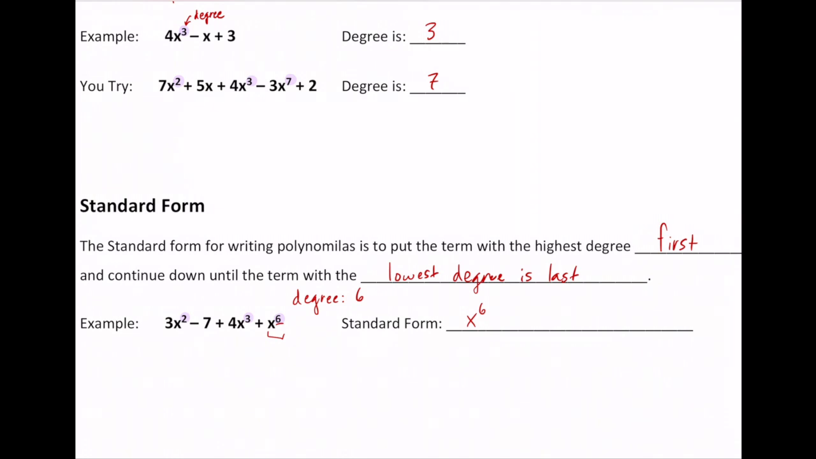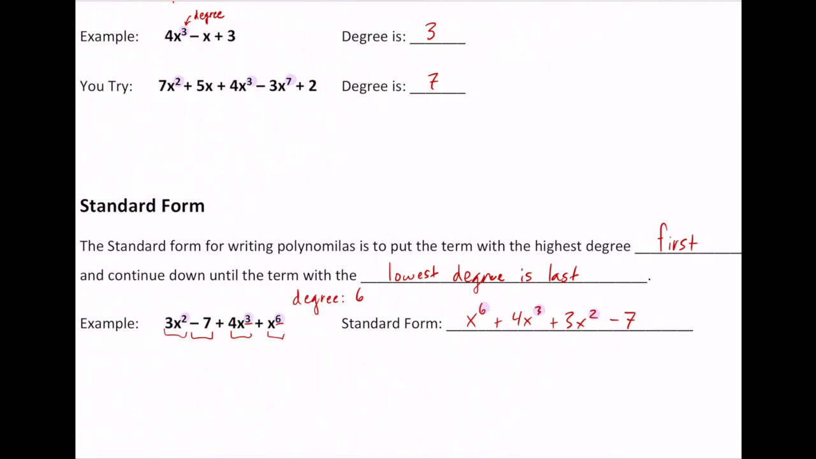Okay, what's the next highest? X to the 3rd. So I'm going to write that next, 4x to the 3rd. That goes next in my polynomial. Then I have an exponent of 2, so I want to write that 3x squared next. And the last one is our constant at the end, -7. So this is standard form for a polynomial. It always goes from our exponent being the greatest and dropping down to the least, and we're usually going to end in a constant here.